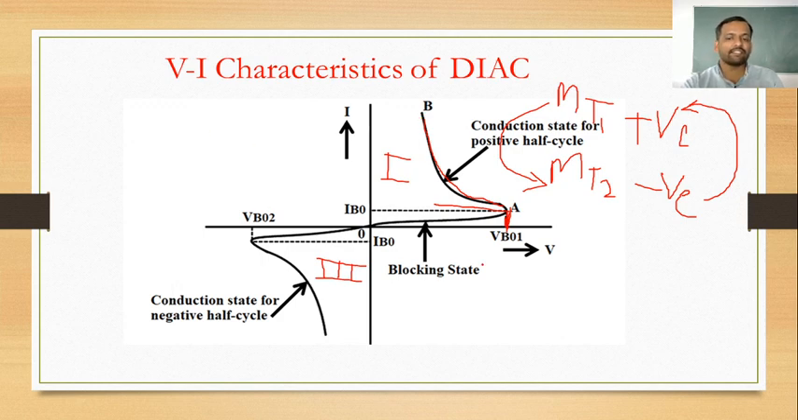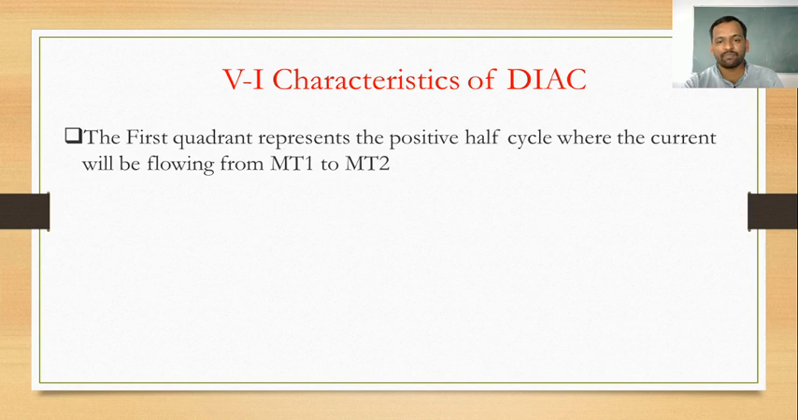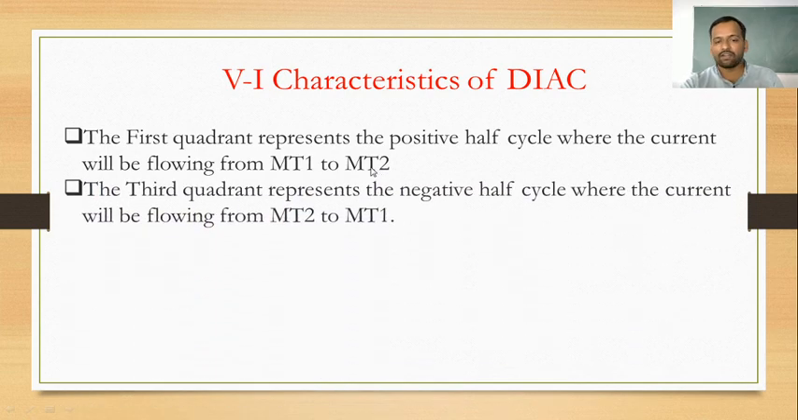In these characteristics, the important term is breakover voltage. Breakover voltage is the voltage at which the diac starts conducting. Once the diac starts conducting, it will conduct until the current flowing through it falls below the holding current, as in an SCR. Overviewing these characteristics, the first quadrant represents the positive half cycle where current flows from MT1 to MT2. Then the third quadrant represents the negative half cycle where current flows from MT2 to MT1.